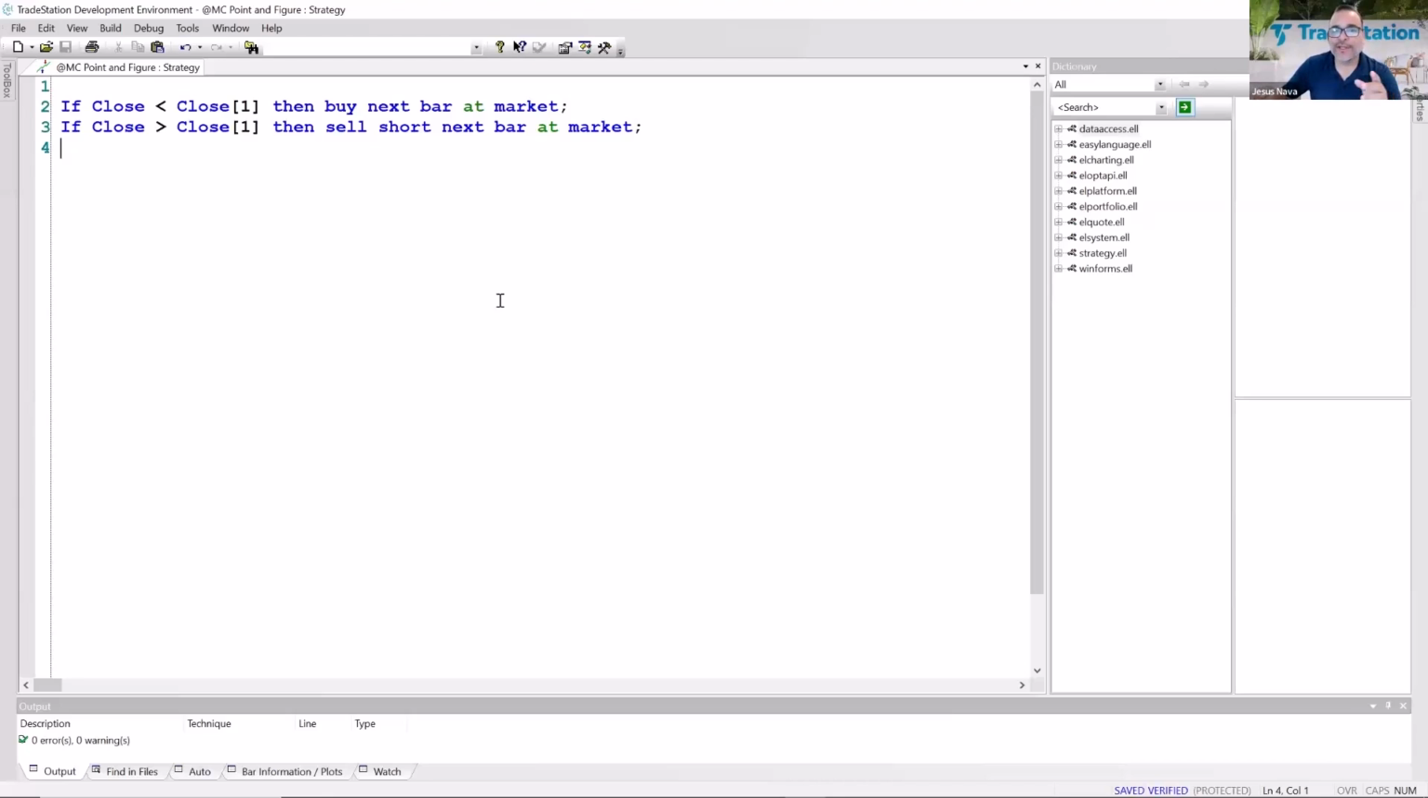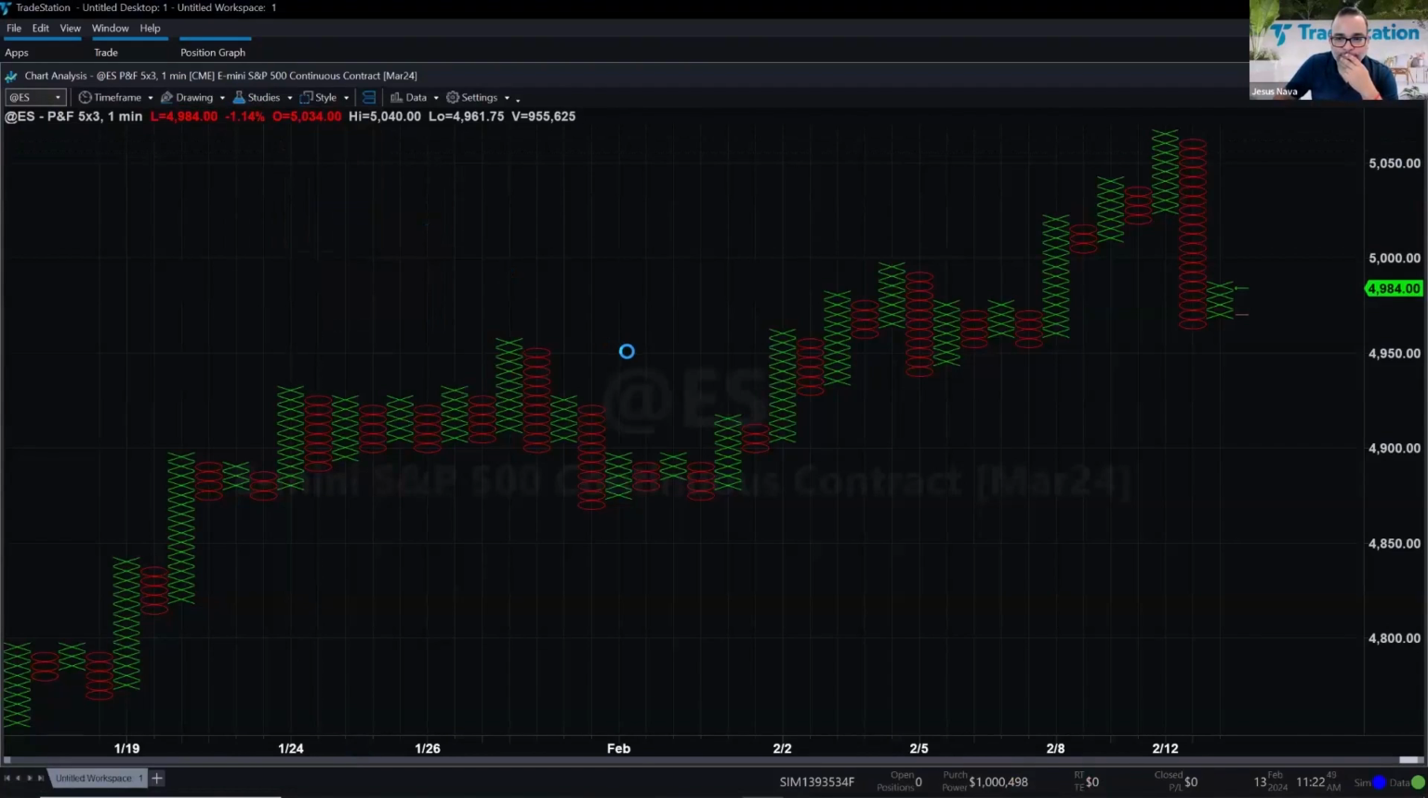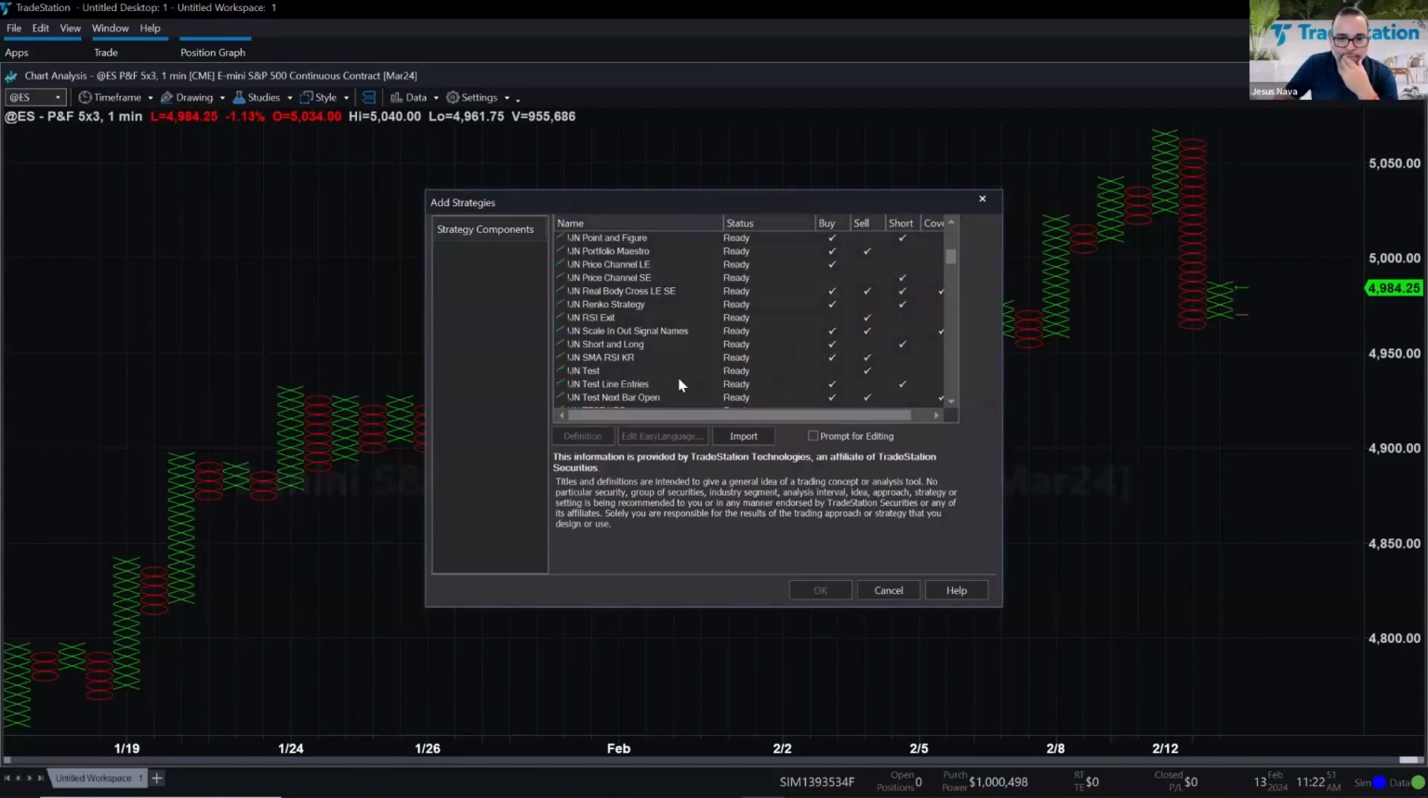So when I say that you can learn a little bit of EasyLanguage to be able to modify some conditions and create orders, it's exactly that. Let me go ahead and put that strategy on my chart and show you what it does. Studies, add strategy. And I'm going to go here to add MC point and figure.